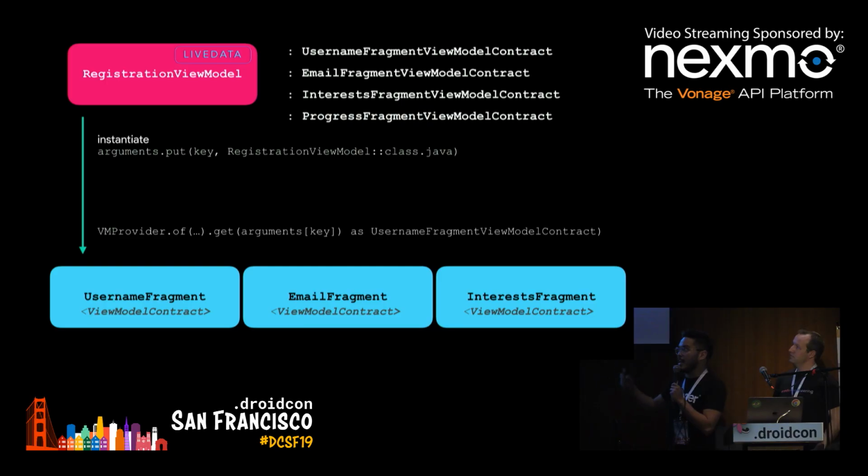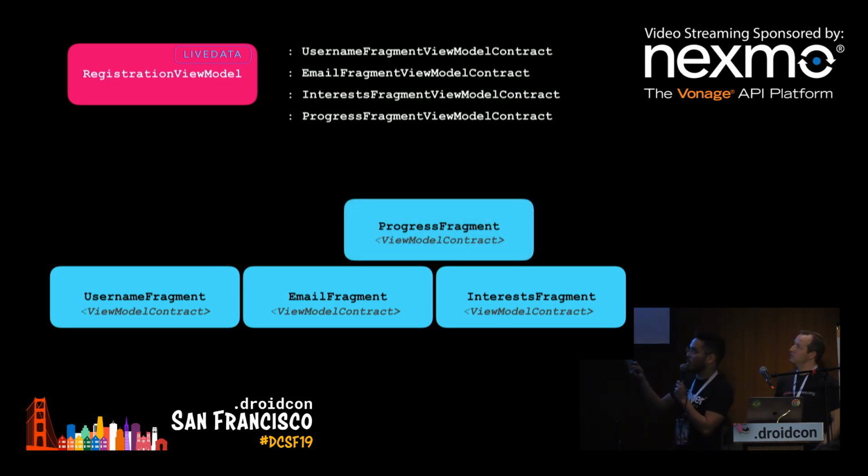But in any moment, my username fragment won't have any reference to the registration view model. It won't know who it is. It won't know its name. It doesn't need to know anything. And it makes it extremely reusable, and very plug and play.